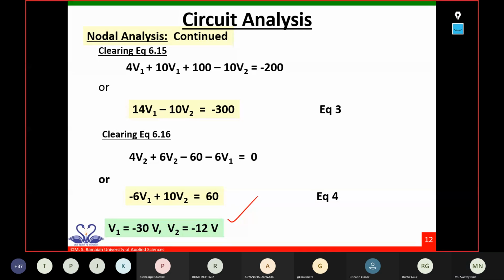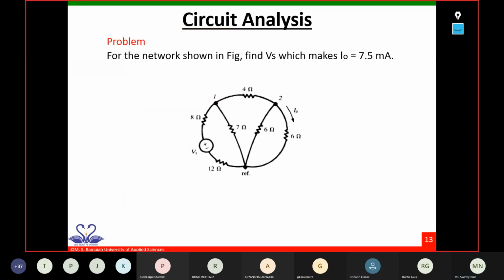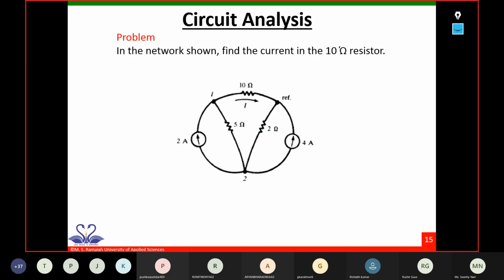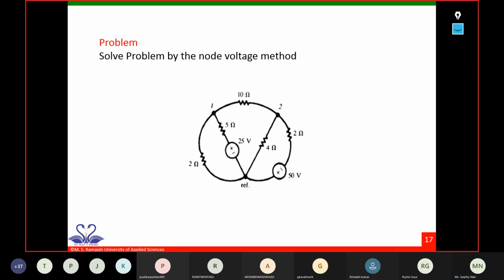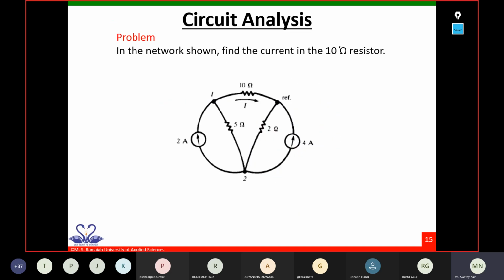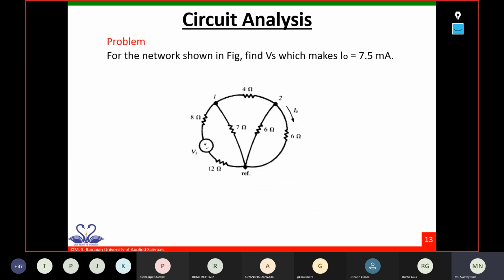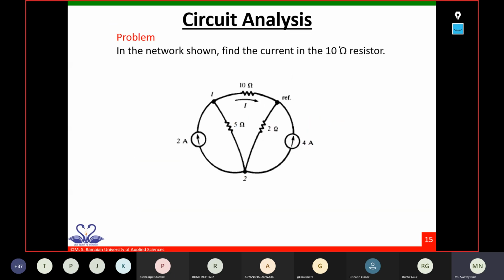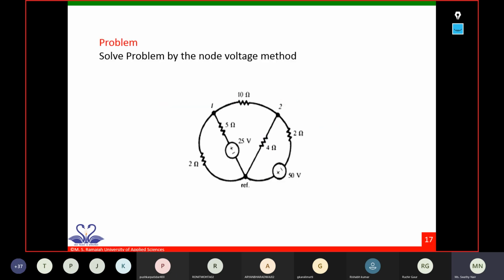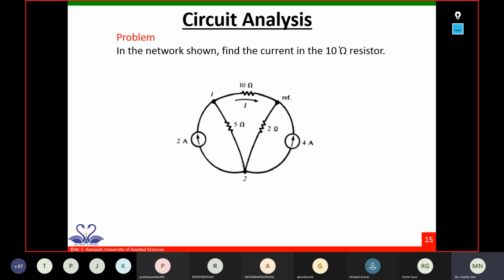Finished, all of you? Yes, ma'am. Okay. Take down this problem as homework. This is actually very easy. This we have already done, this type. Take down this as homework.